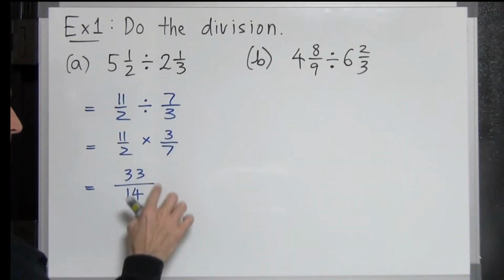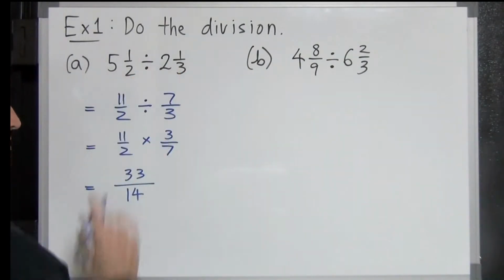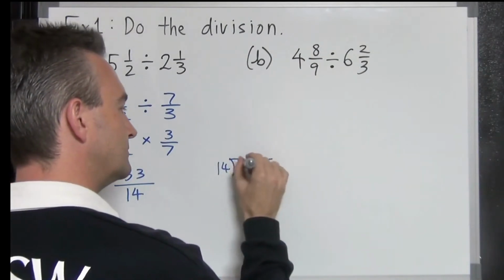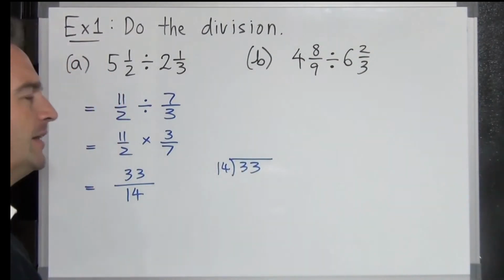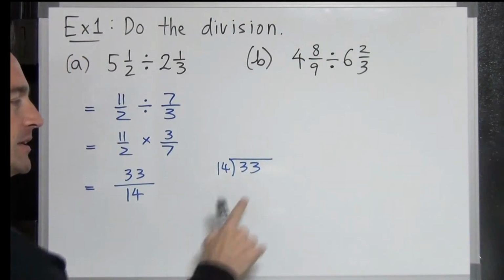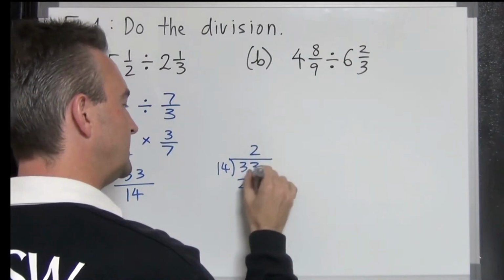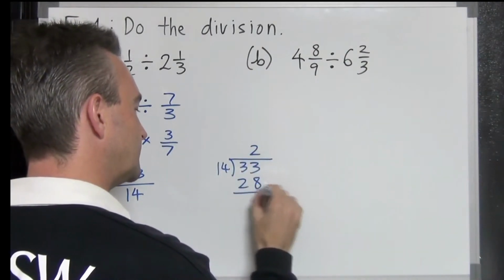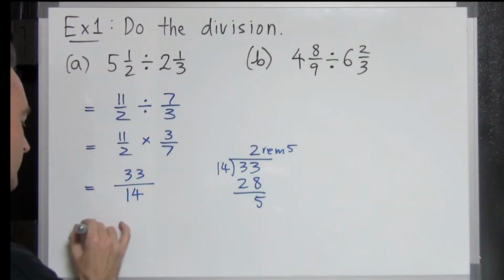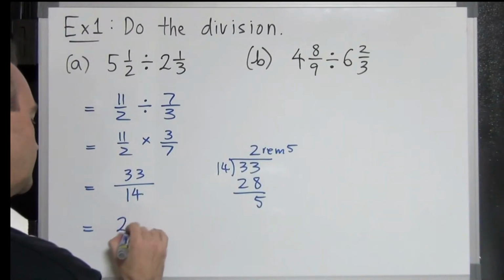Okay, we have an improper fraction. We've got to convert that to a mixed number. Same as the question. So 14 into 33. I think it's 2. 2 times 14 is 28. 3 times that's going to go too high, so it's going to be 2. 2 times 14 is 28. Subtract gives us 5, so we get 2, remainder 5. So converted to a mixed number is going to be 2 and 5/14.